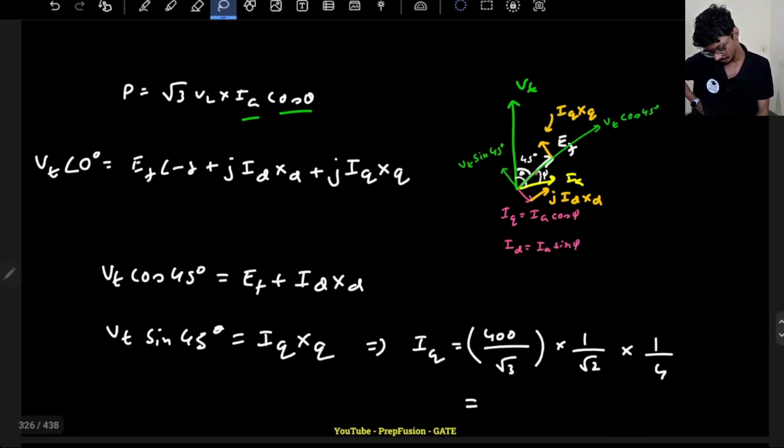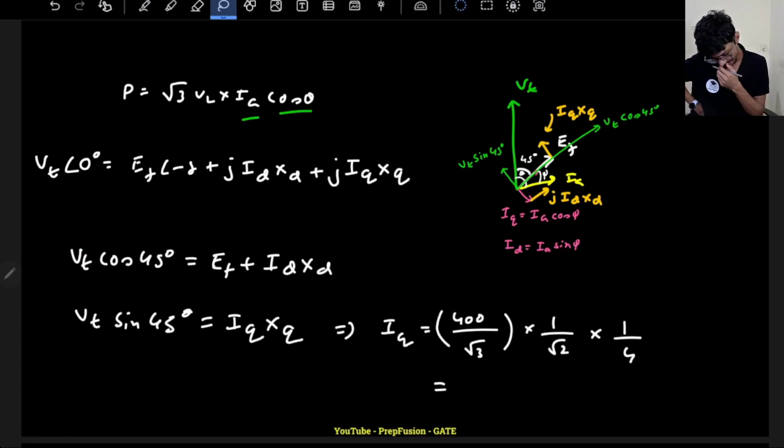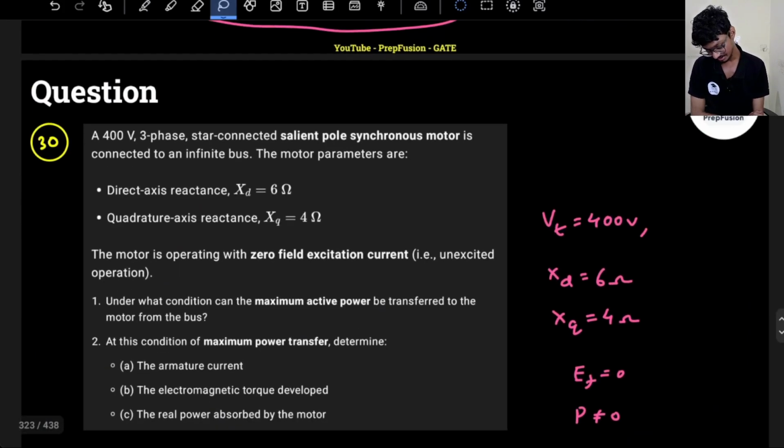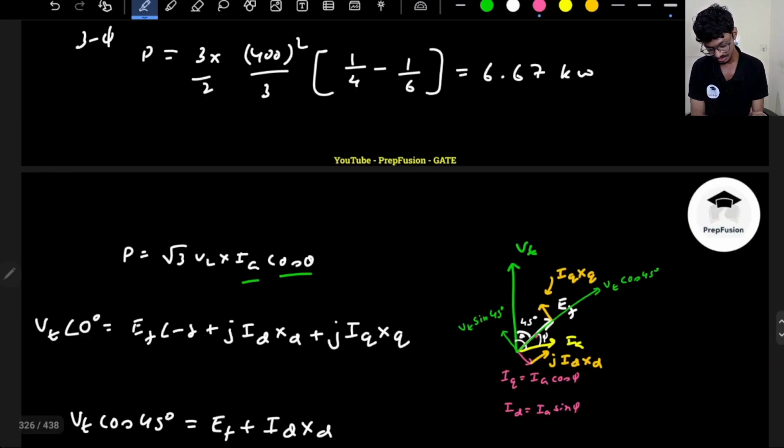Now how will I be able to find out my ID current? That is the important portion, because I still don't know what my EF is. Okay, a very interesting fact here, right? They have already told us that we are operating in zero field excitation. So my EF is 0. So things become even simpler.